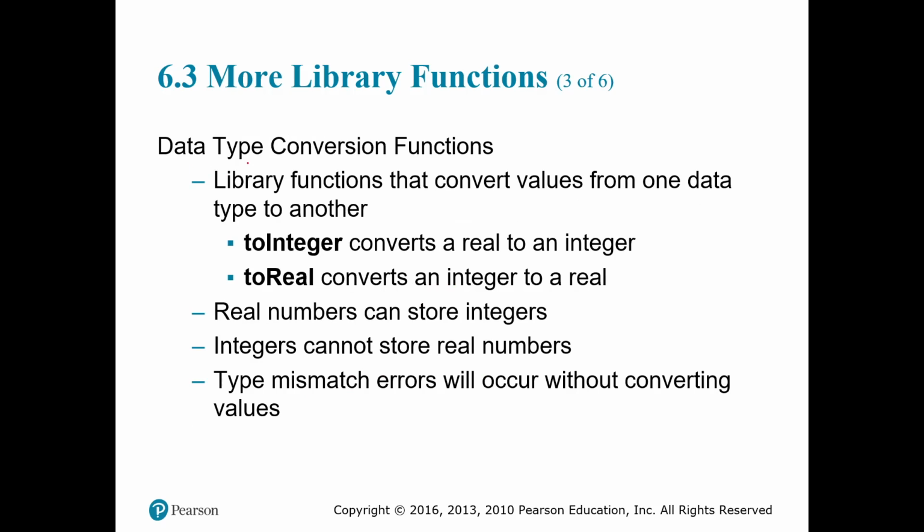Here are some more functions that are built in, some more library functions, because remember, the functions that are built in are called library functions. So the data type conversion: you can convert a number to an integer. For example, you have a real number, and remember that real numbers are the ones with decimals, and integers are just whole numbers. So 1, 2, 3, 4, 5 is an integer, but 1.2, 3.4, those are real numbers. So you can convert them. To integer converts a real to an integer, and to real converts an integer to real. Pretty simple.